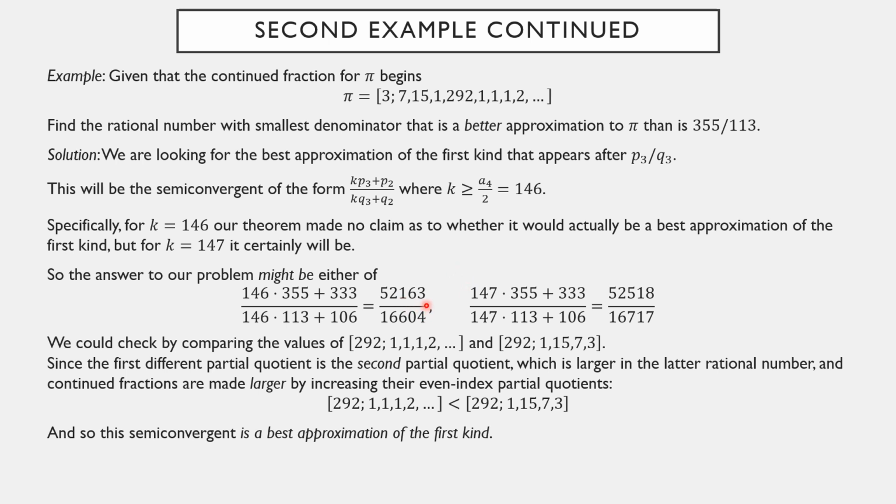What does this mean? 355 over 113 is really close to pi. I'd like to do better, but I'd like to use a rational number. If you want to use a rational number and approximate pi closer than this, you need a denominator at least as large as 16,604. This is the next rational number in terms of size of denominator that's closer to pi than this one. This is just to stress that this convergent is unreasonably close to pi.